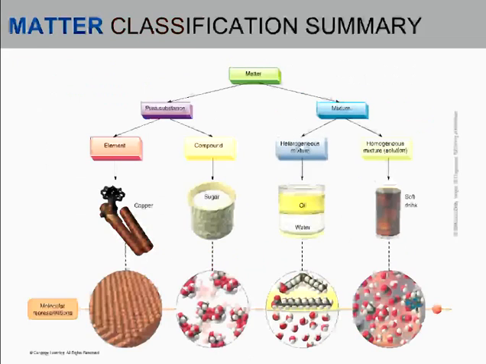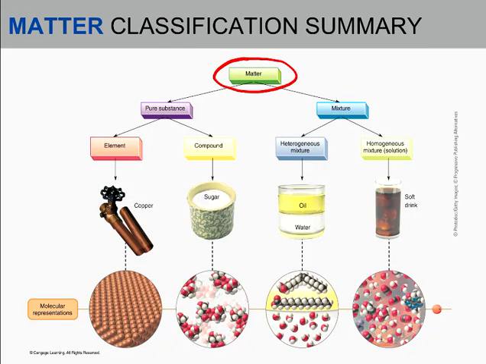All right, so in your textbook, there's this really nice classification summary where we can see at the top we have all types of matter. And if we wanted to classify a type of matter, first we would ask ourselves, do we have a pure substance or do we have a mixture? Now, again, sometimes it's hard to tell that you have a mixture, so you might have to do some experiments in order to verify that you have a mixture.